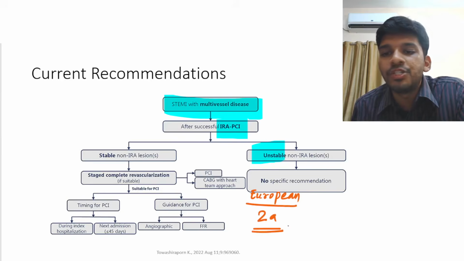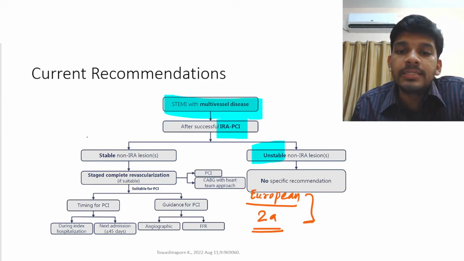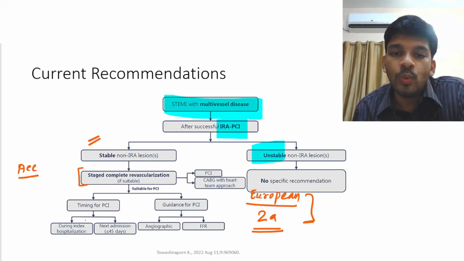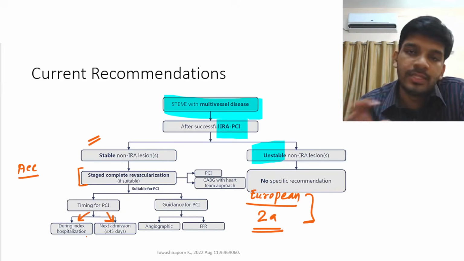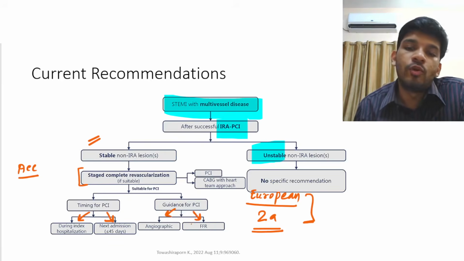That is a 2A recommendation. This guideline is yet to be updated, and the American guidelines are silent on it. In a stable non-IRA lesion, as your American guidelines say, you should do a staged revascularization. If it is suitable for PCI, you can do it either during index hospitalization or do another admission within the next 45 days. And that guidance can either be angiographic or based on fractional flow reserve.